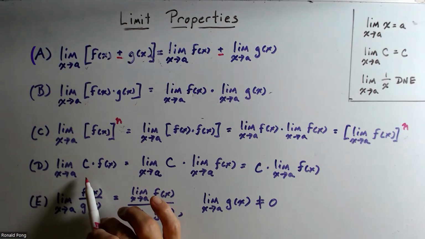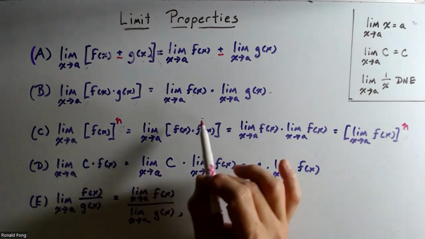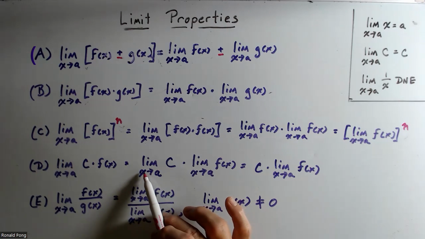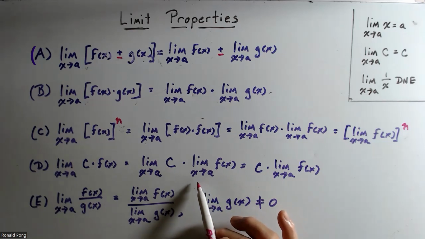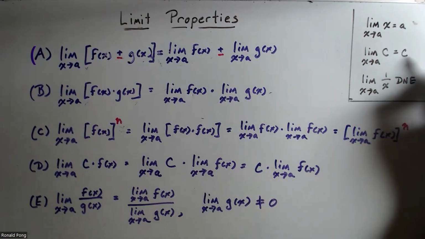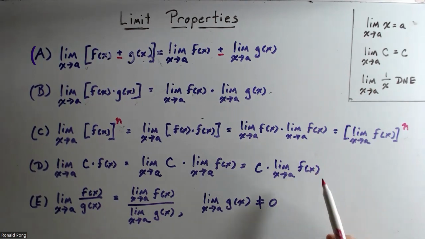Property D says that if I have a constant, in other words, a number, multiplied by a function, again, applying the second property of limits, I arrive at the limit as x approaches a of a constant c times the limit as x approaches a of the function f of x, and using this second limit result, where the limit as x approaches a of a constant is the constant, I could simply substitute that number or constant here and multiply it by the limit of the function by itself.